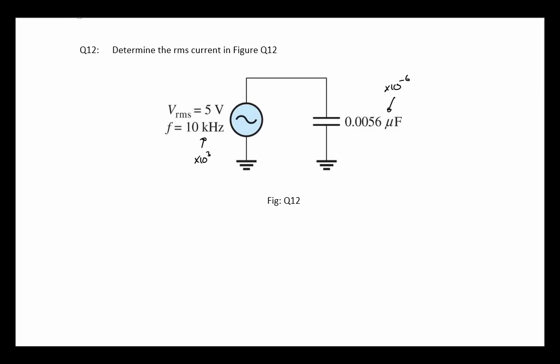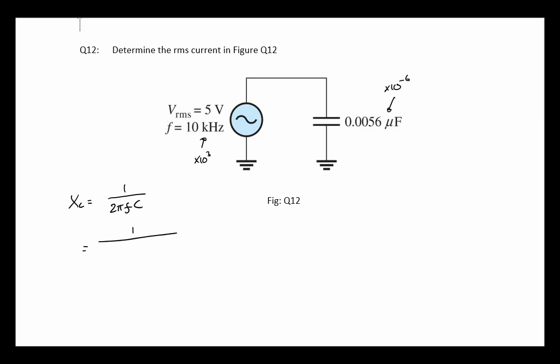So the first thing we want to find out, for determining the current, is some sort of resistive element of it. And for that, in a capacitor, we're going to calculate its capacitive reactance. So XC is equal to 1 over 2 pi the frequency times the capacitance, so 1 over 2 pi FC. And we just plug in these values.